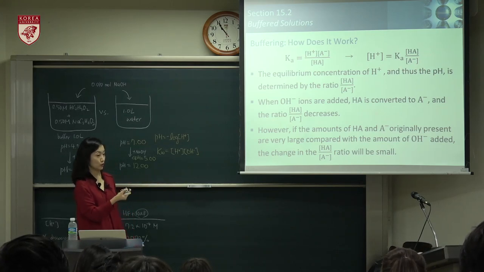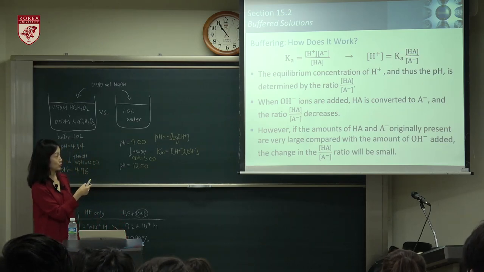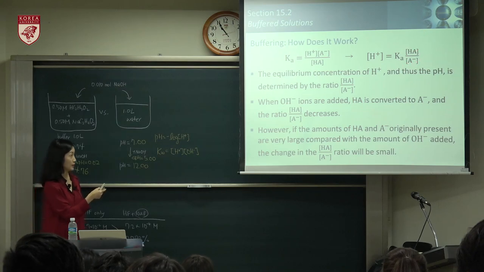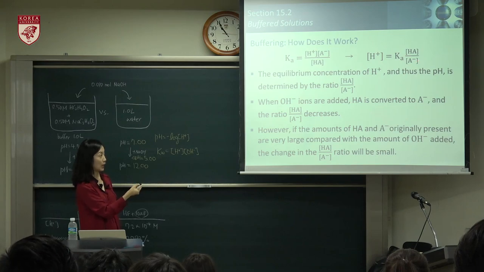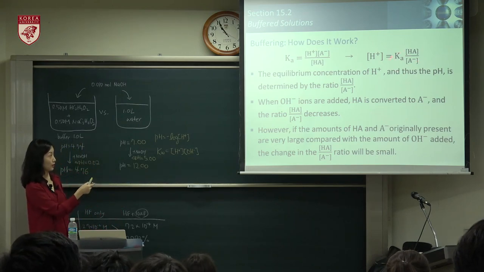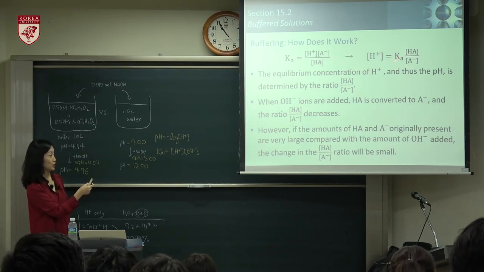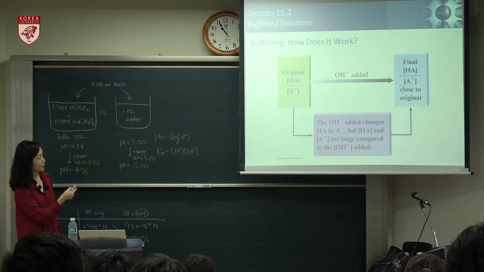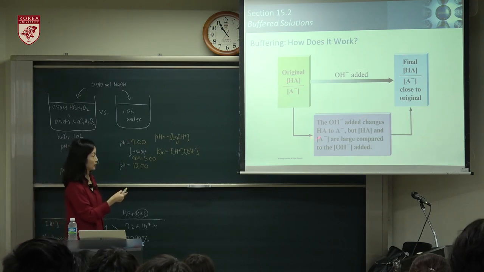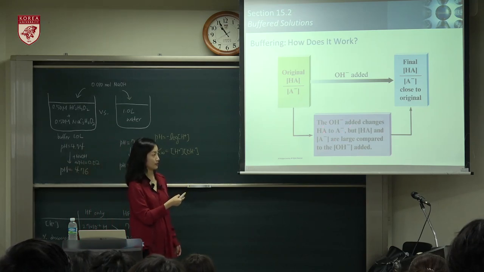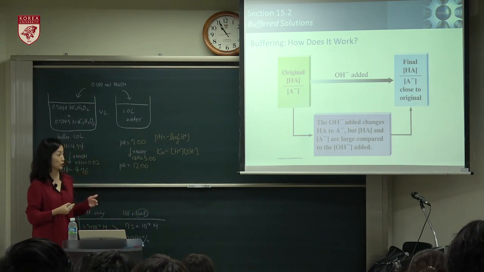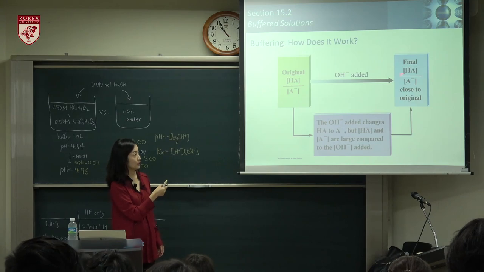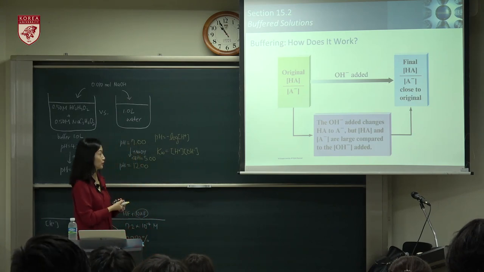So when OH minus, a strong base, is added to the solution, then the OH minus will react with HA, and HA will be converted to A minus. So this ratio will decrease. However, if we have large quantities of the HA and A minus, this change in the ratio will be small. Okay, this is how buffering works. So, in summary, we add OH minus, and this reacts with the HA, and HA becomes A minus, but the concentrations of HA and A minus in our buffer solution are large compared to the amount of the OH minus that's added. So the final ratio, the HA to A minus ratio, is close to the original ratio.